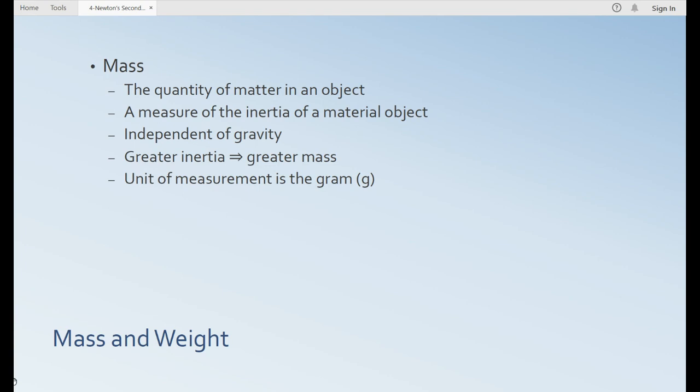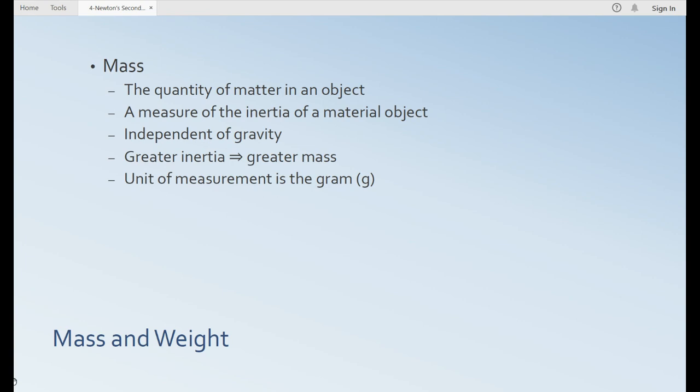Now, mass is independent of gravity. So, whether we have, say, a 2 kilogram dumbbell here on Earth, or we take it out into space away from Earth's gravity, it's still going to have 2 kilograms of mass.